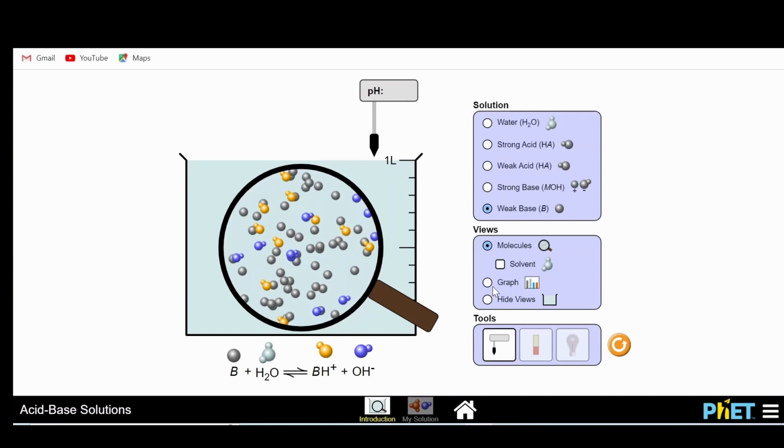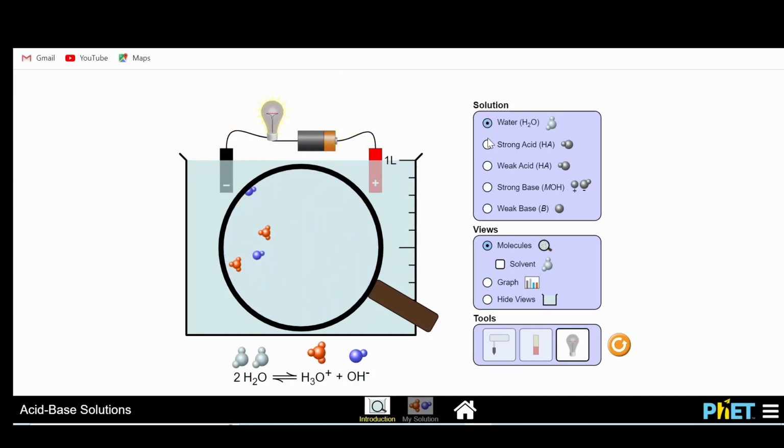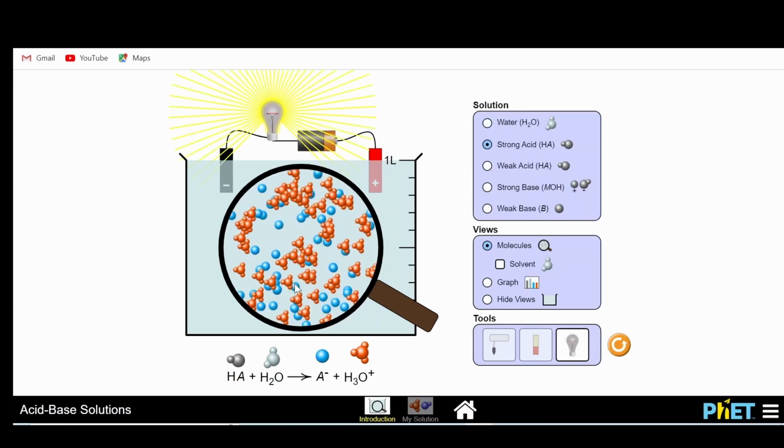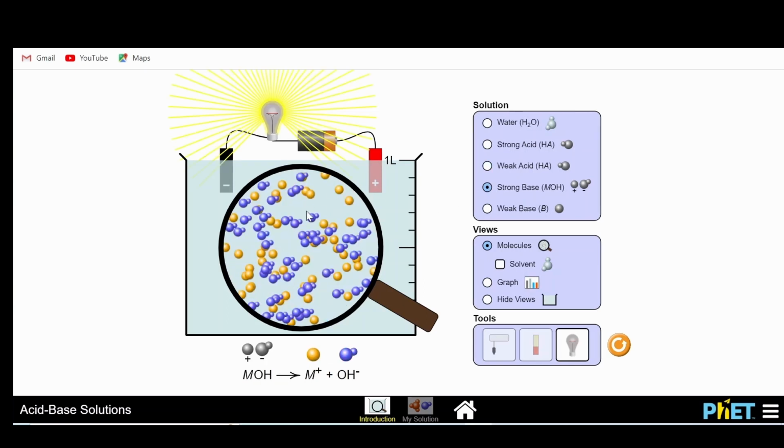Now, let's come back to the second tool. The brightness of this bulb will vary depending on the type of solution it is placed in. Once again, this is because the number of ions produced in each of these solutions is not the same. The higher the number of the ions produced, the brighter the bulb will glow. And the lower the number of the ions produced, the dimmer the bulb glows.